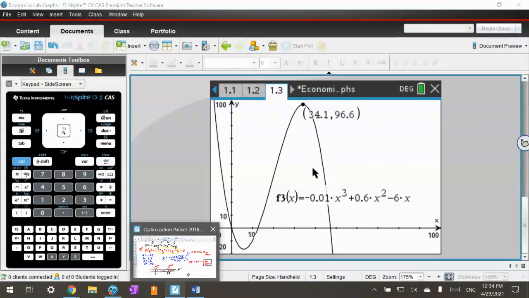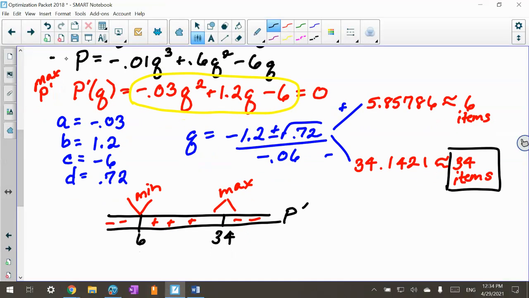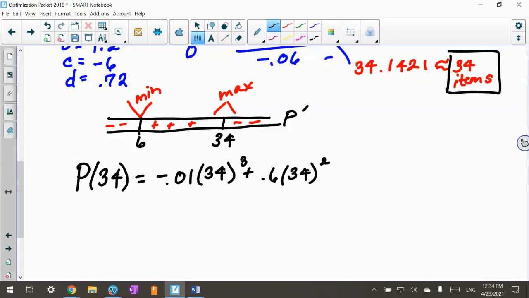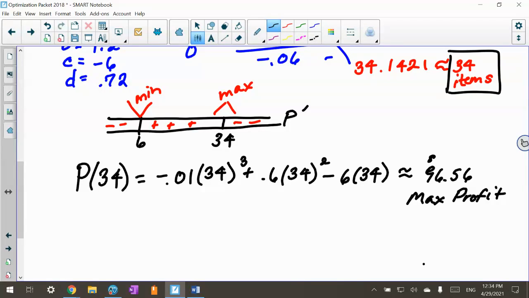Okay, so let's come back here. We take the 34 items and plug it back into the profit equation right here. So my max profit of 34 items is going to be negative 0.01 times 34 cubed plus 0.6 times 34 squared minus 6 times 34. Because I rounded, this is going to be a little bit different, I get $96.56 as my maximum profit. So this one right here, we used to find how many items will create the max profit. Then we take it and plug it back into our equation to find out what our max profit really is, and it's going to be $96.56. So I hope that helps as well.